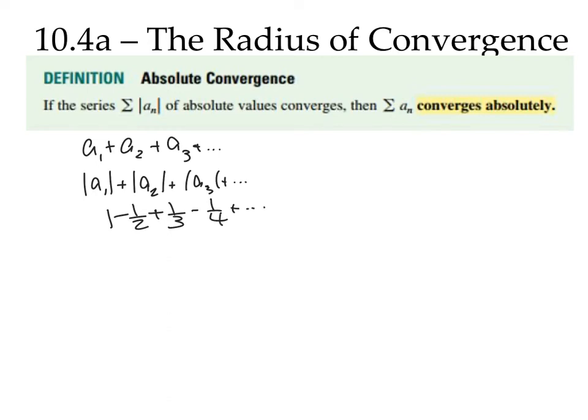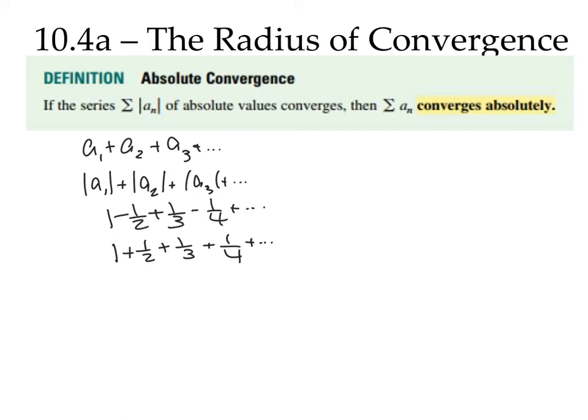This should be getting familiar. This is the alternating harmonic series. We know it converges by the alternating series test, but does it converge absolutely? Absolutely not, because this is the harmonic series, and I showed you a really cool proof that this grows towards infinity. It grows without bounds. So the alternating harmonic series is an example of a series that converges, but it does not converge absolutely. When that happens, we say it converges conditionally.